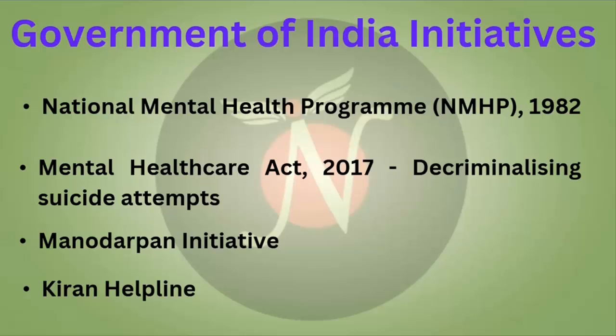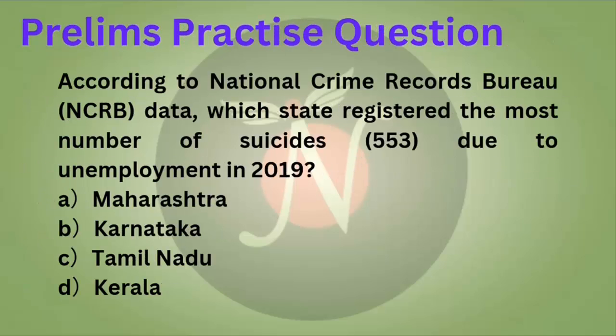Now moving further toward our prelims practice question, the question says, according to NCRB data, which state registered the most number of suicides due to unemployment in 2019? Your options are A. Maharashtra, B. Karnataka, C. Tamil Nadu and D. Kerala. You have to pick the correct option and write it in the comment box. I will answer this question in my next video.